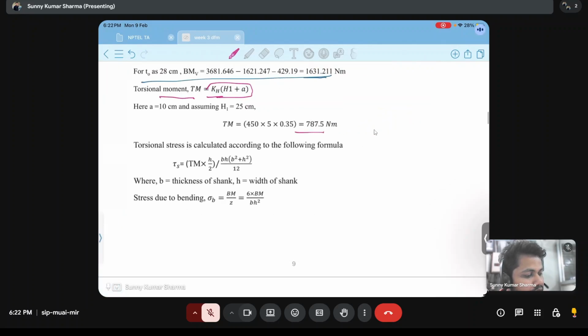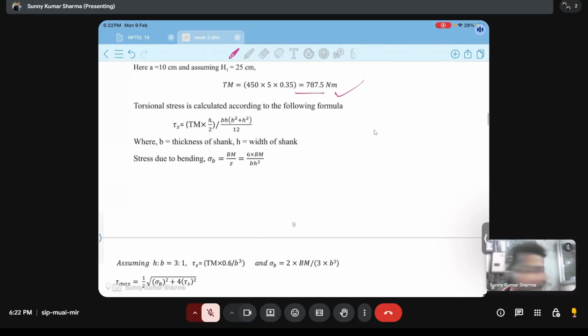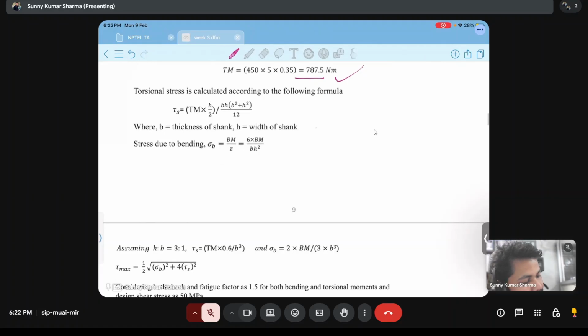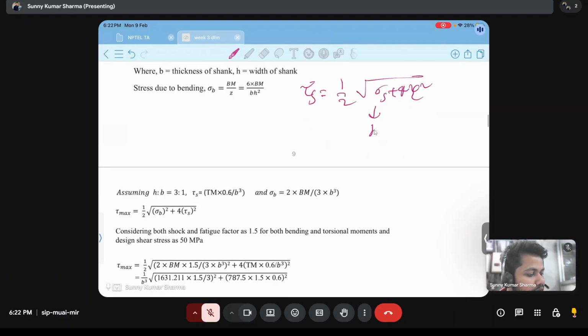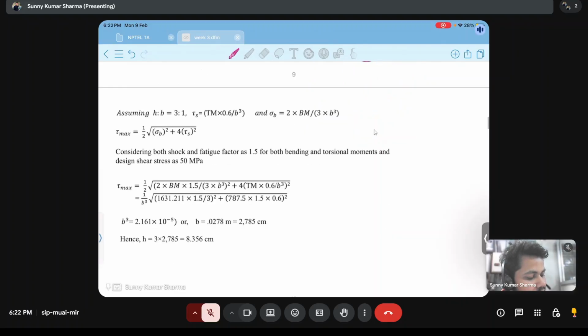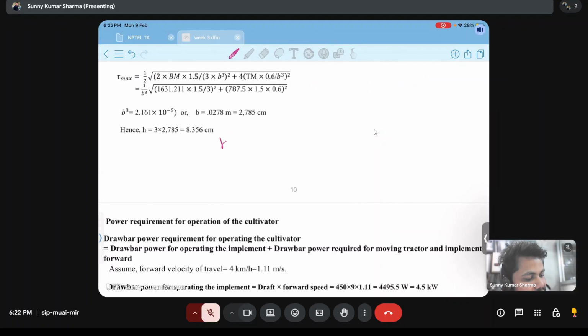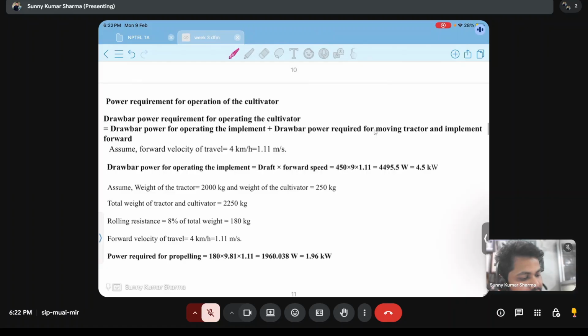Again we have both torsion moment and bending moment. From here we can calculate tau s is equal to half into square root of sigma s square plus 4 tau square. So here also only b is unknown, and from here we can calculate b as 2.785 centimeter, and h will be 3 times b, that is 8.356 centimeter. Now the next part is power requirement for operation of the cultivator.